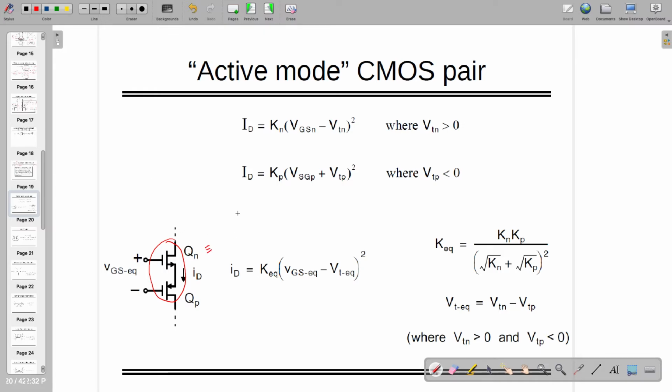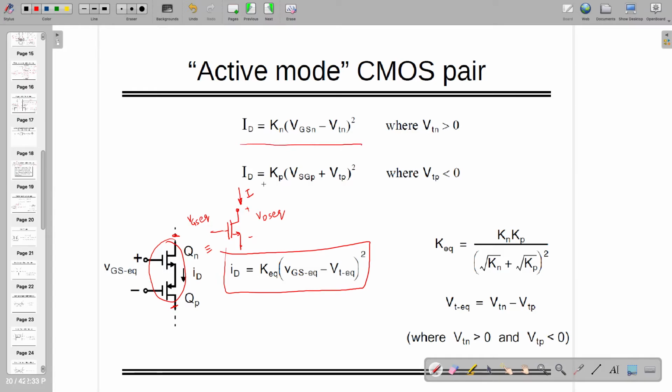So that will be equal to a big transistor whose input is VGS equivalent, it might be plus and minus, and this will be some VDS equivalent, which is between this point and this point, and the current flowing through this one will be equal to K equivalent times (VGS equivalent minus VT equivalent) squared. For finding this out, you can find the current from both sides, which is Kn (VGSN minus VTN) squared, and on the other side Kp (VSGP plus VTP) squared. This is written for this transistor and this is written for this transistor, right?